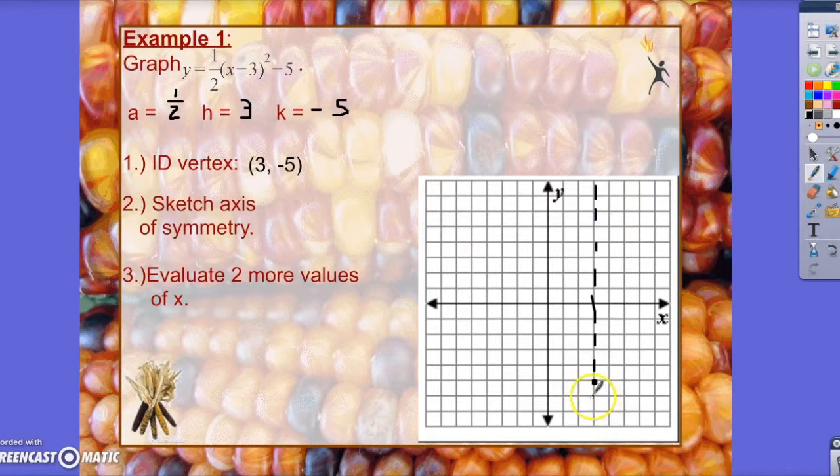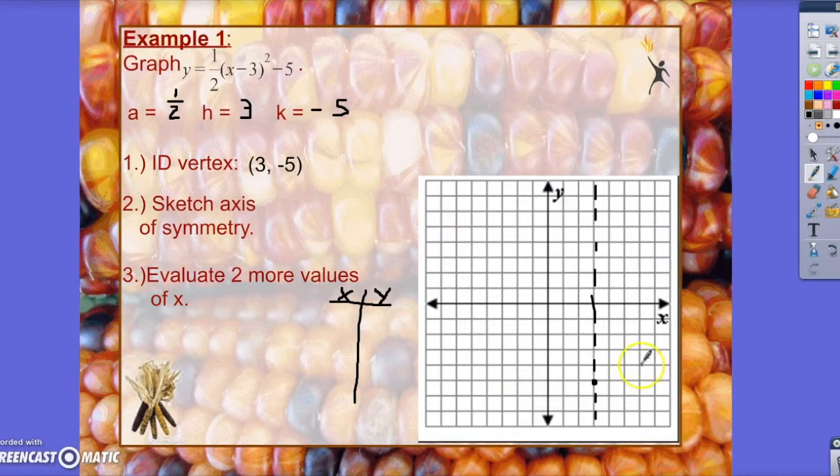So draw your dashed vertical line. Now step 3 is slightly different than what we've done before. Evaluate 2 more values of x. We know with a parabola, a quadratic function, we need 3 points at least, or more. You could always pick more, but we need a minimum of 3.